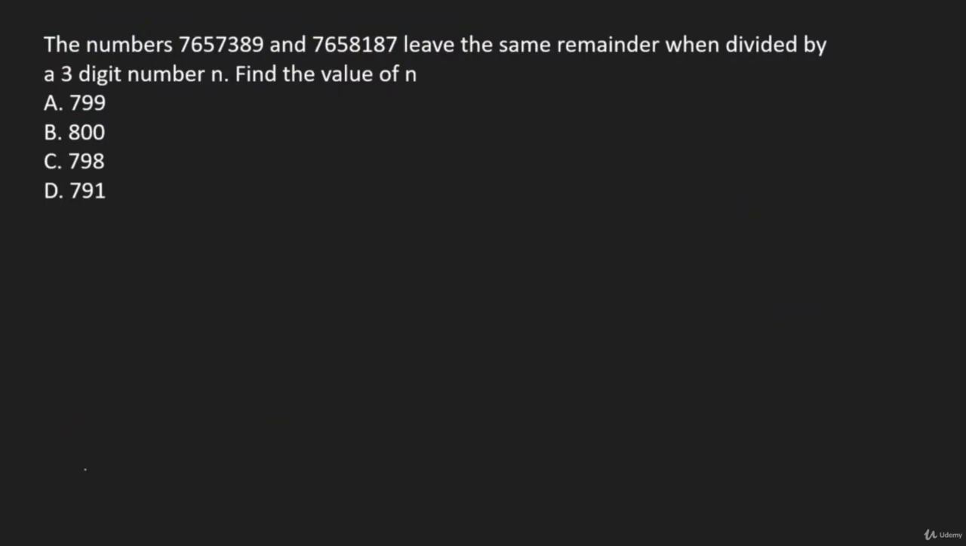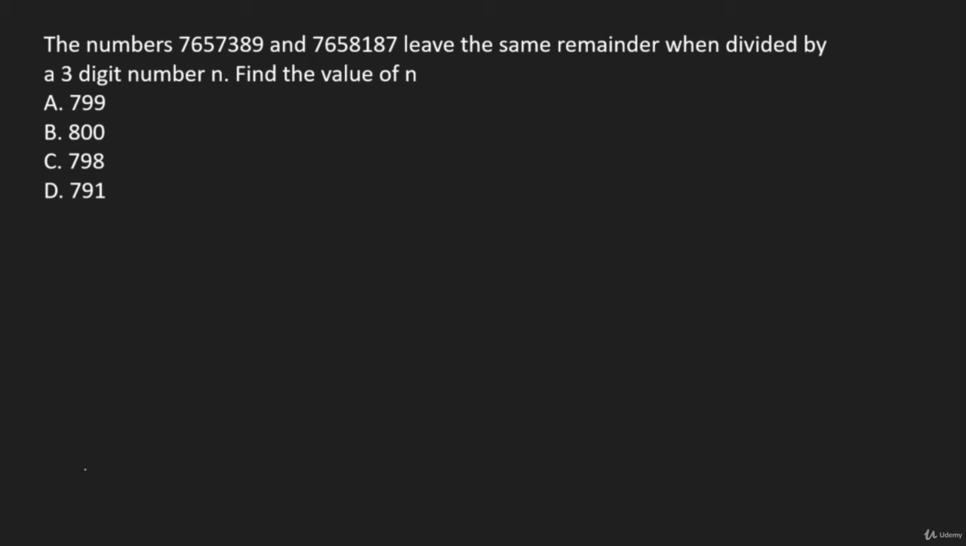Let's do this question. The numbers 7657389 and 7658187 leave the same remainder when divided by a 3-digit number n. Find the value of n. Pause the video, give it a try, and then we'll do it together.